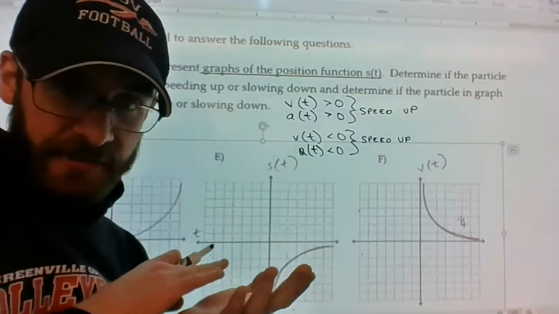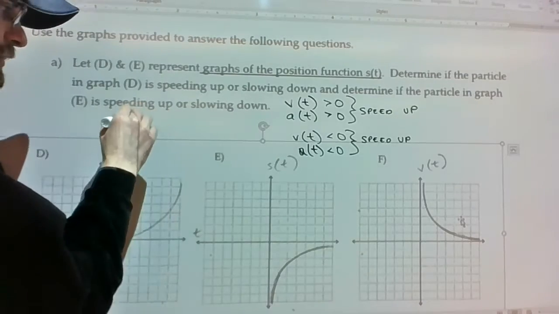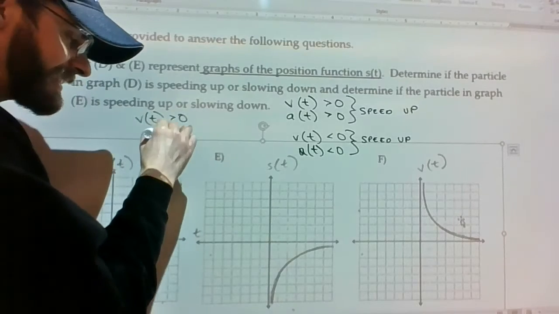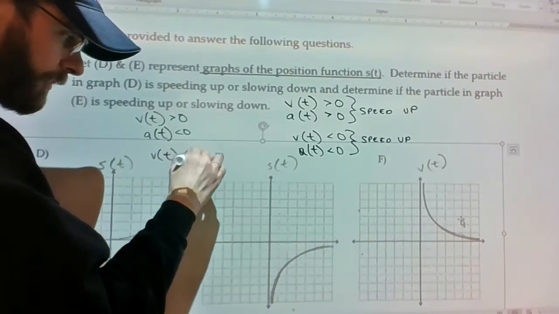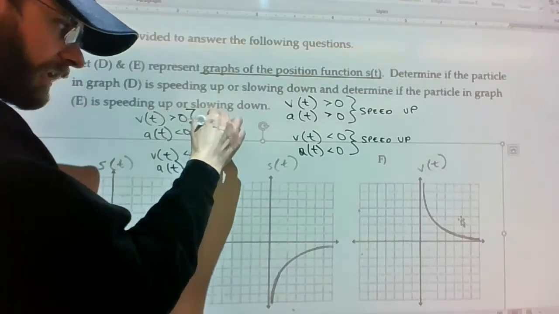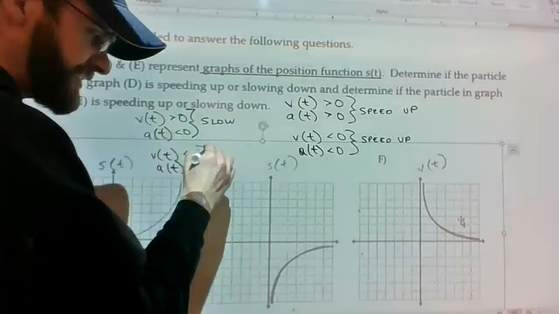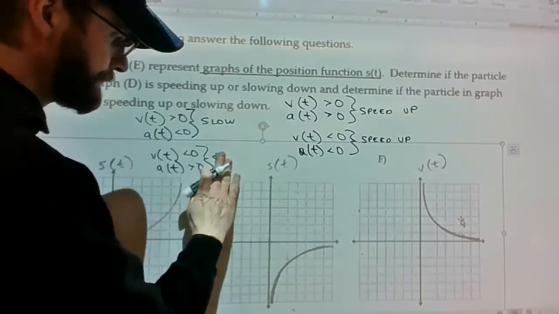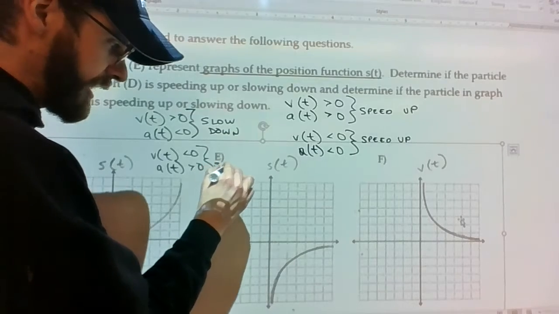If they're opposites, that means they're slowing down. So if V is greater than 0 but A is less than 0, or V is less than 0 and A is greater than 0, this is when the direction of the velocity and acceleration are going against each other, and it's slowing the process down. So this is slow down. This is slow down.